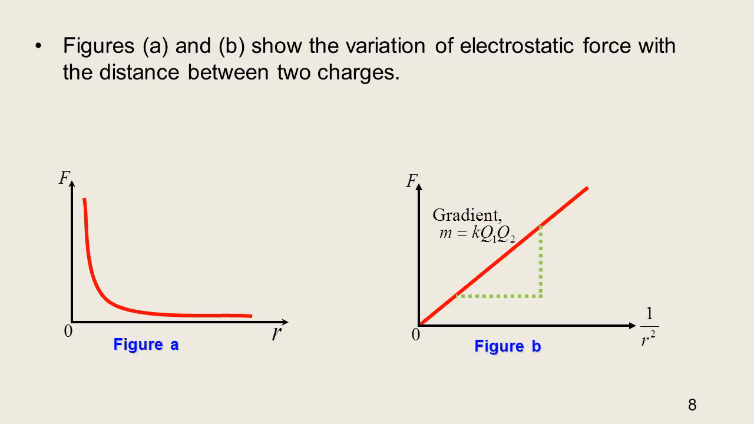Figures A and B show the variation of electrostatic force with the distance between two charges. If you plot F against r, you get the graph as shown in figure A. If you plot F against 1 over r square, you get the graph as shown in figure B.